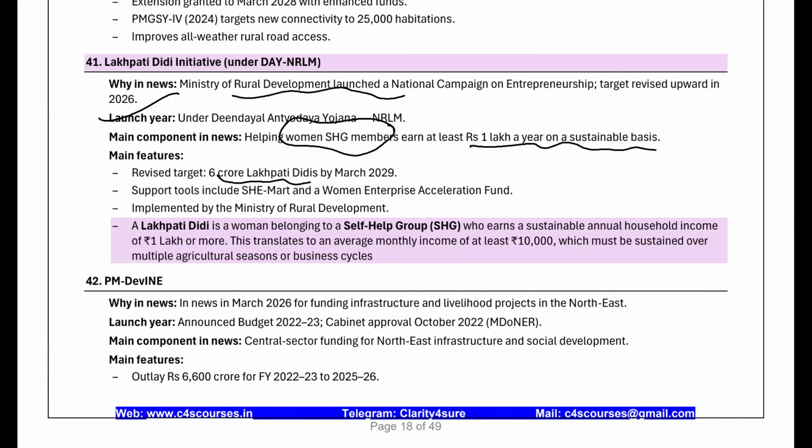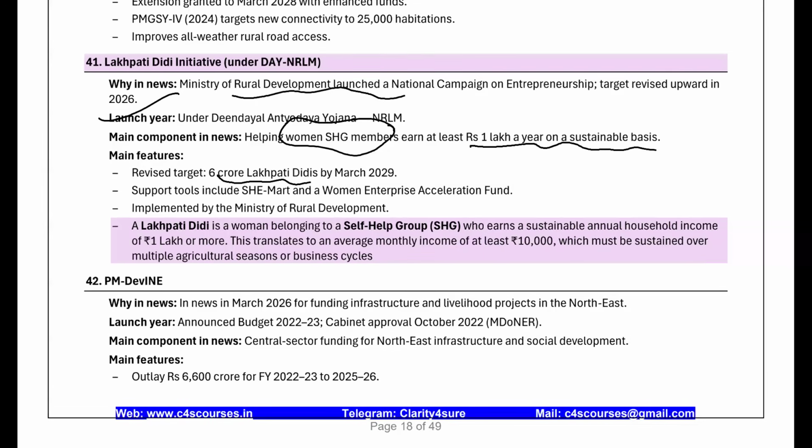Third, it is providing entrepreneurship support. Fourth, it is providing income enhancement initiatives. Now the exam keyword, what is it? It is women entrepreneurship.